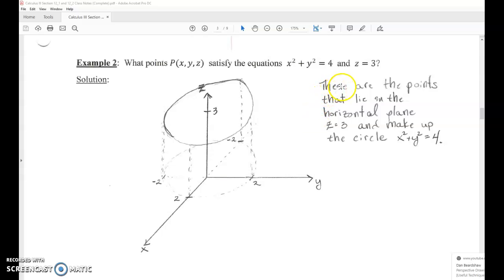But because we specifically want z equals 3, that means that we will just stop that circle as it's sliding at z equals 3. So it's just the circle, x squared plus y squared equals 4, but in the horizontal plane z equals 3 only.